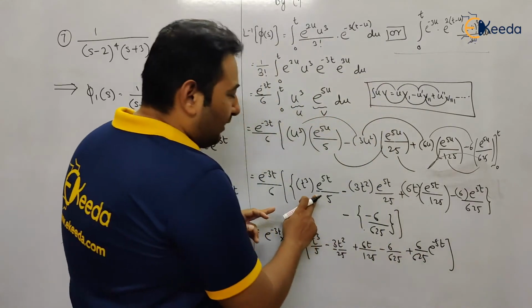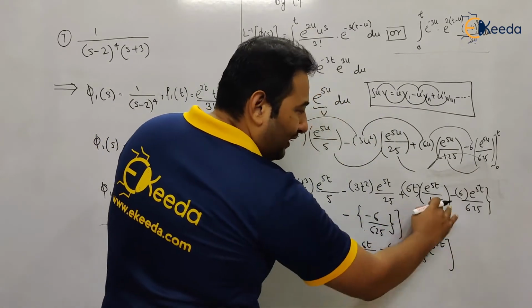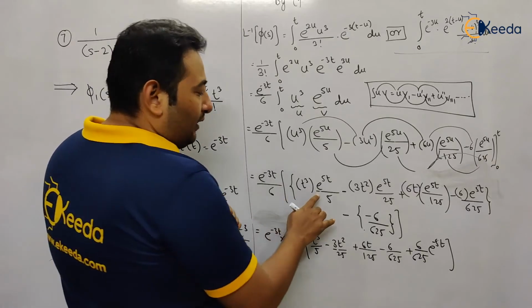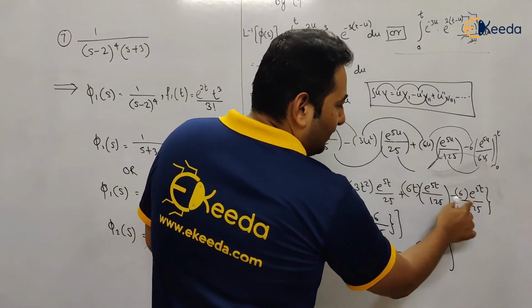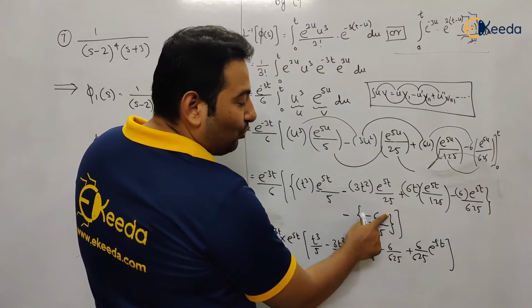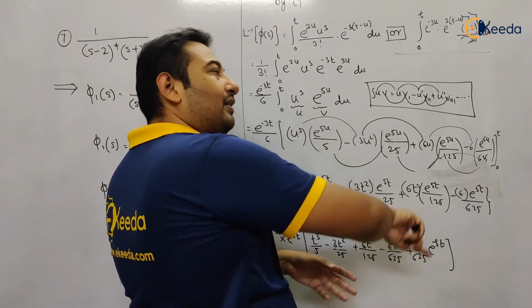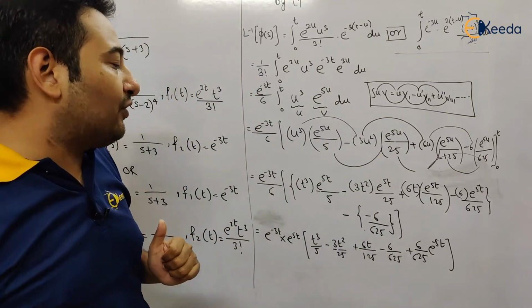Did you understand? We divide each and every term by e raised to 5t because we're taking it common. This will be cancelled, this will be cancelled, cancelled, cancelled. Here there is no e raised to 5t in the numerator, the e raised to 5t in the denominator will go up and that will become e raised to minus 5t.